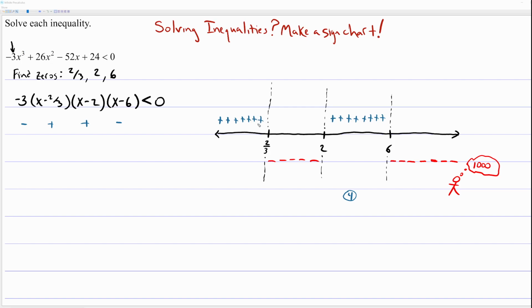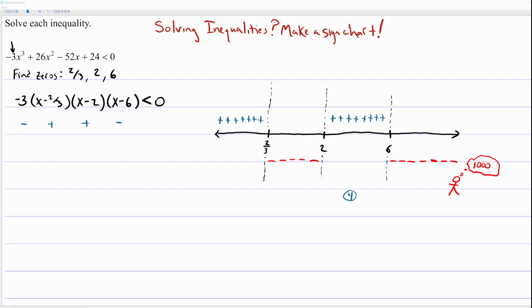chart. Now, don't assume that every sign chart is going to alternate like this one does. A lot of them do, but mean math teachers like to give you examples where the sign chart does not alternate. Okay, now, don't forget to answer your question.